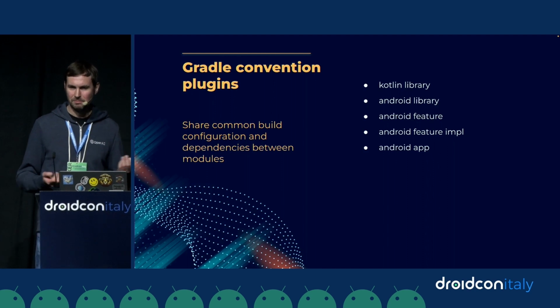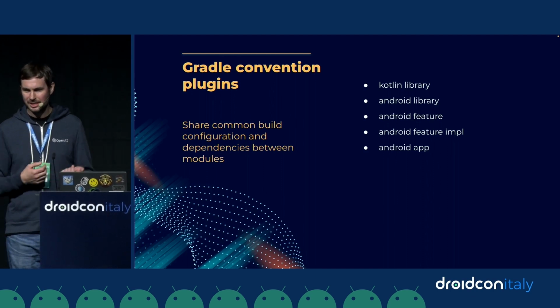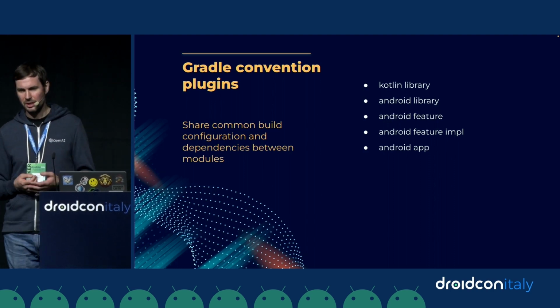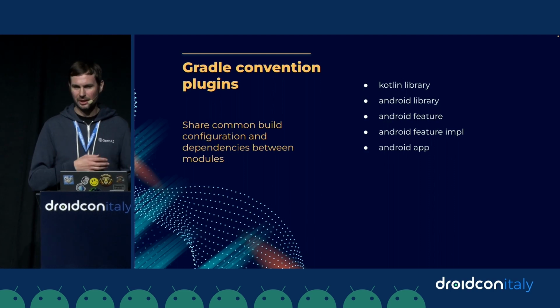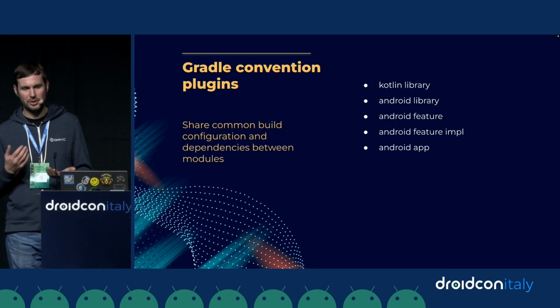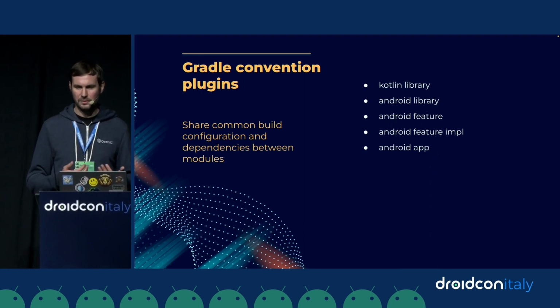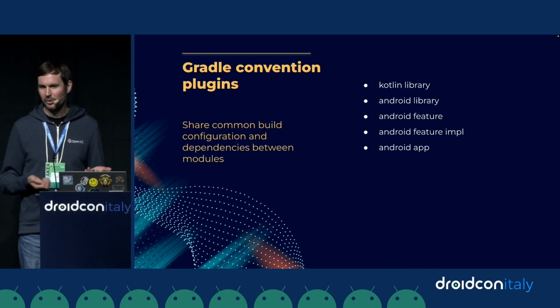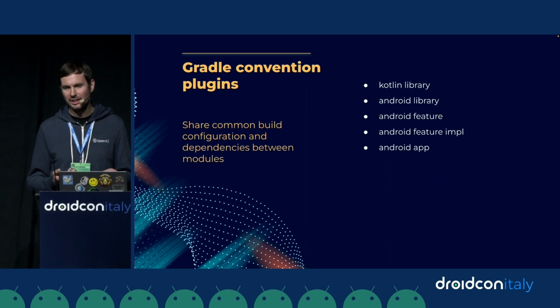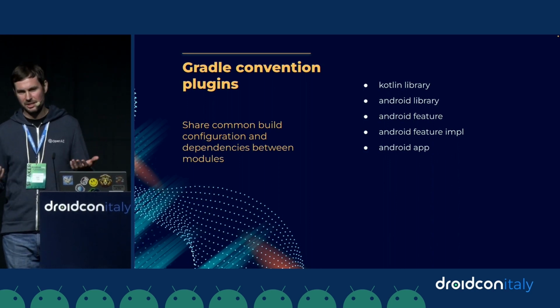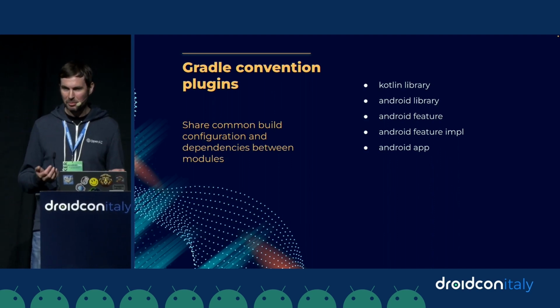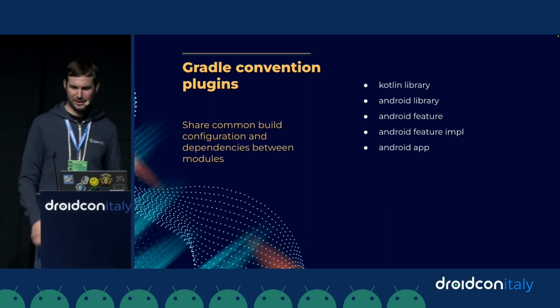This is the list of convention plugins that we have. We have Kotlin library and Android library. Those two are usually used in platform modules. Kotlin is where you just need pure Kotlin, and Android is if you need some Android dependencies. Then we have the Android feature plugin, which is for the feature API modules, Android feature implementation modules, and another plugin just for the main app module. That's just so we can share configuration between different plugins. Strongly recommend it if you still haven't decided on how to organize your Gradle files.